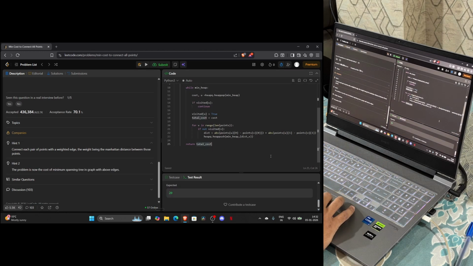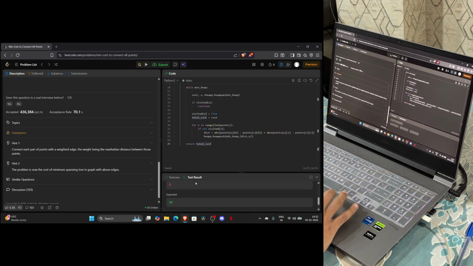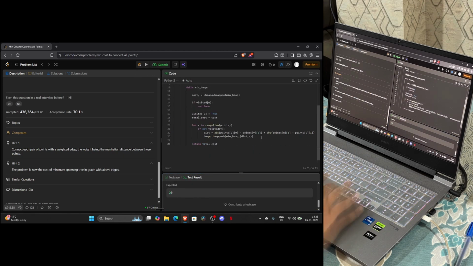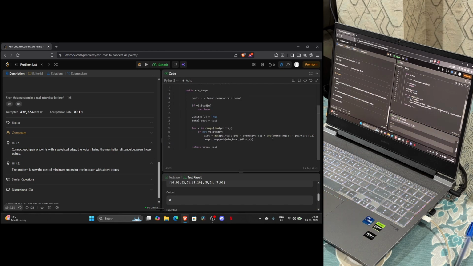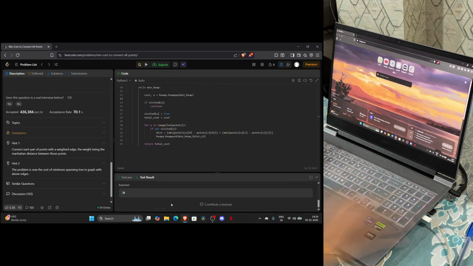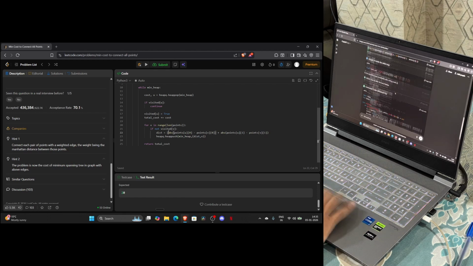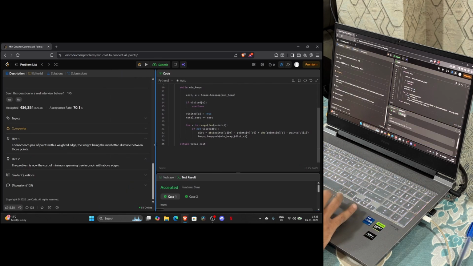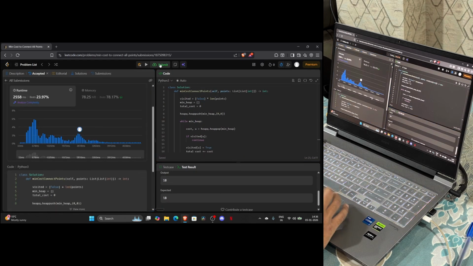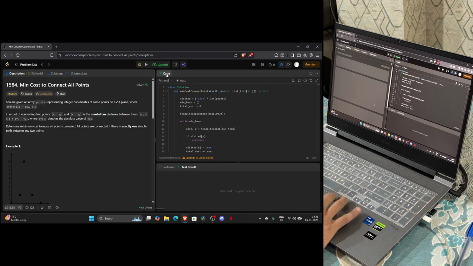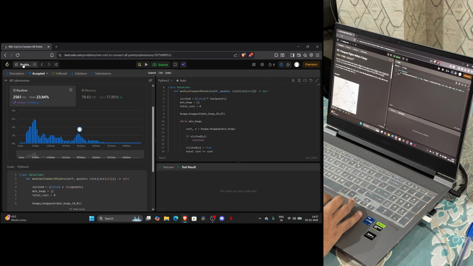And while both Prim's and Kruskal's algorithms work, Prim's algorithm is especially effective here. The graph is dense, so we can compute distances on the fly without explicitly building all edges. Starting from any point, we repeatedly add the cheapest edge that brings in a new point until all points are connected. The second problem was cheapest flights within K stops.